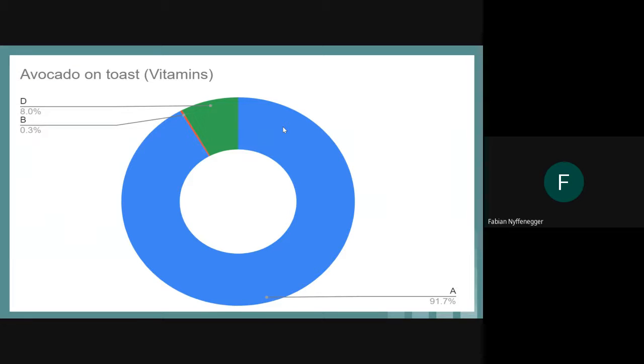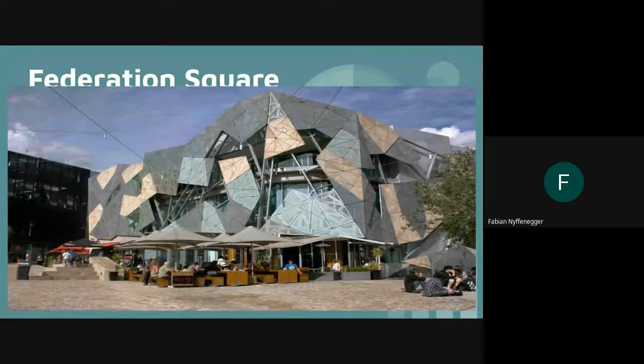Avocado is one of the healthiest fruits out there, and we had the opportunity to get our hands on some fresh organic avocado on toast, which was a perfect start to the day. After having breakfast, we headed to Federation Square, which is located in Melbourne. Federation Square is a great venue for arts, culture, and public events. It is a popular place in Melbourne, which is always busy.